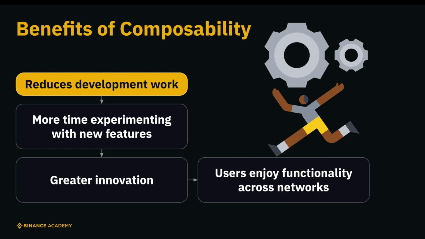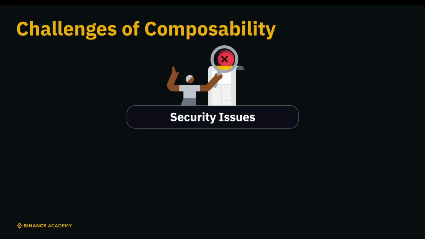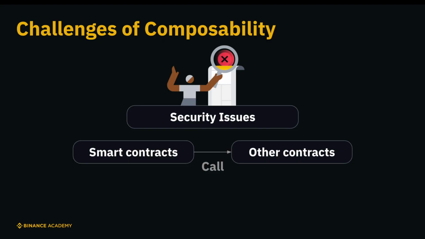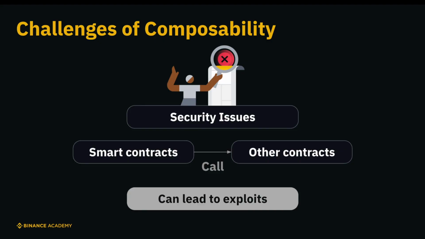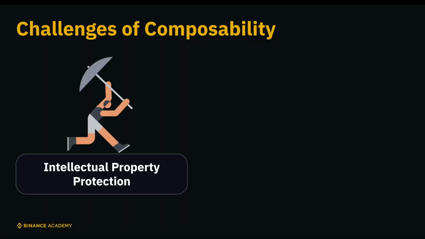Of course, composability faces a number of challenges. Security issues are a top concern. Composability derives from the ability of smart contracts to call other contracts. But as we've learned in the last module, calling external contracts could lead to exploits if the external contracts are malicious or have security flaws.